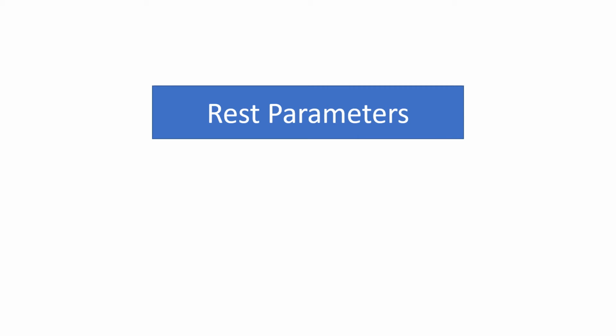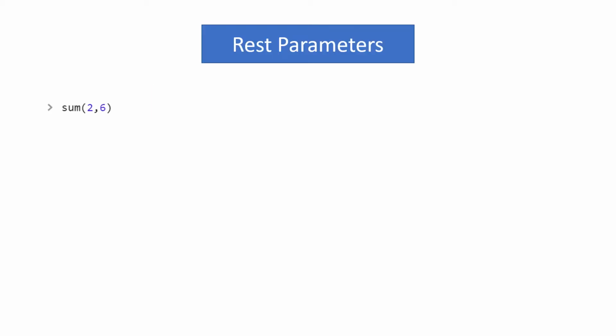Hi, let's learn about REST parameters in JavaScript. Suppose you want to write a function that receives a variable number of parameters and sums them, so you can invoke it like so, or like so. What parameters would your function get?